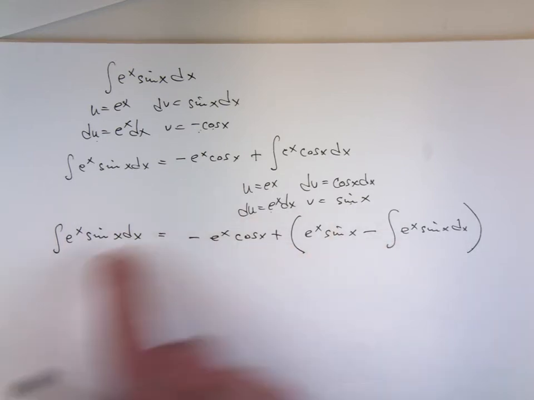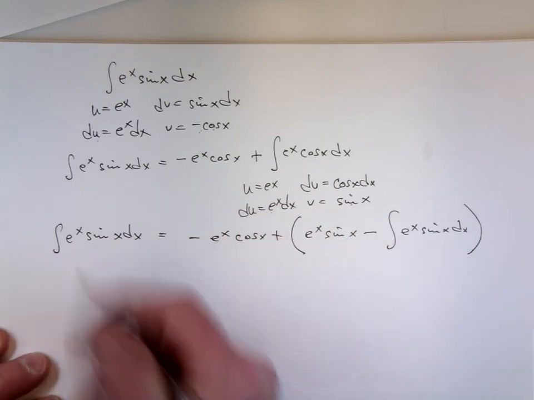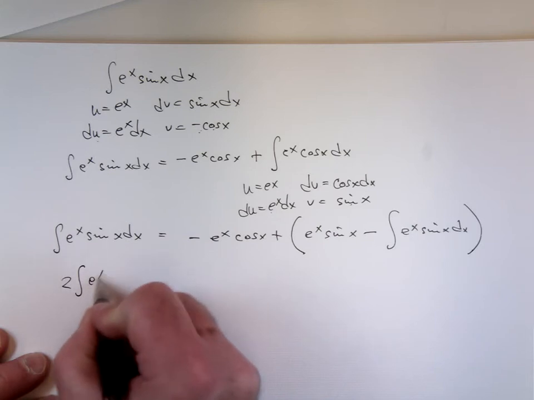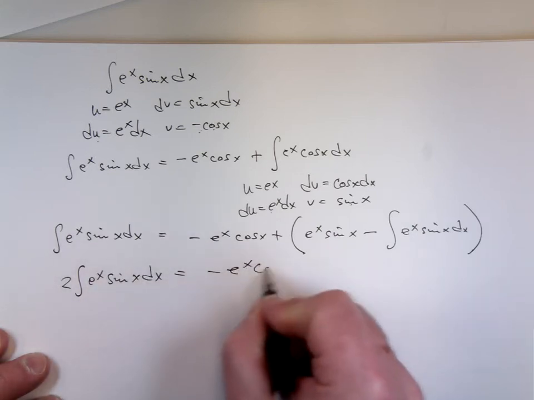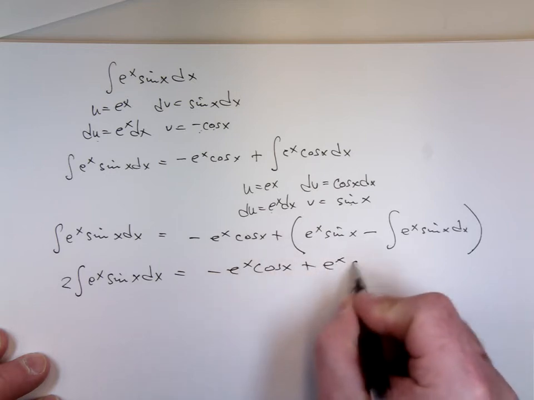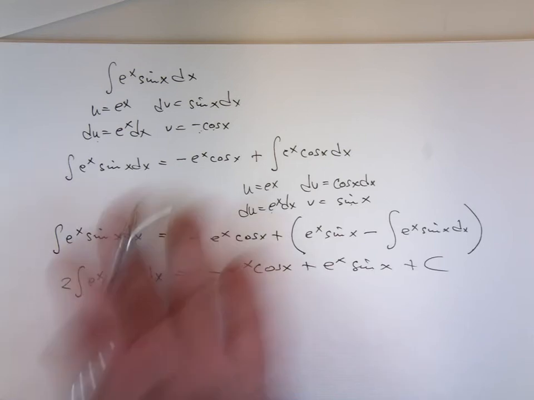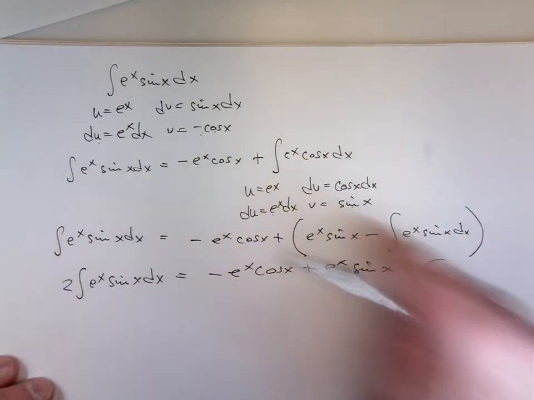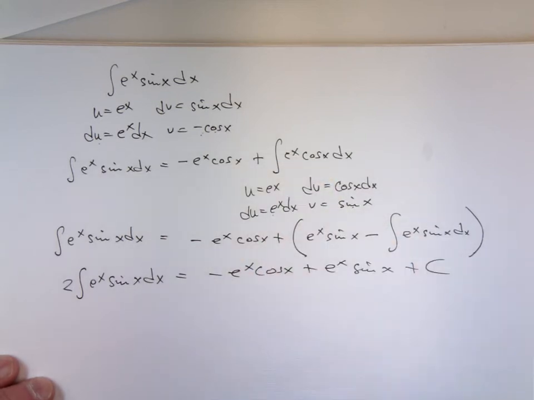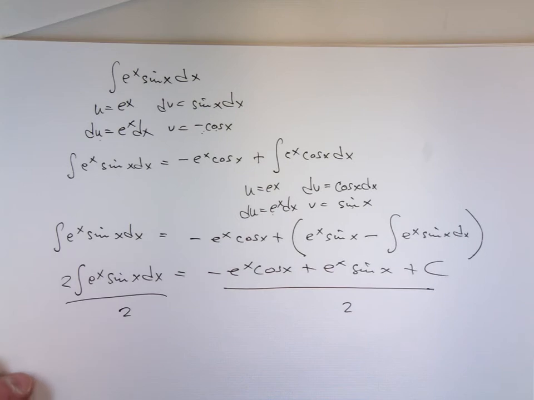This is what happened before. Okay. The plus c comes from any one of these integrals. This integral has a plus c. That's where the plus c is coming from. And now divide by two. And guess what? We have e to the x sine x minus e to the x cosine x plus a constant over 2, exactly what we had before.